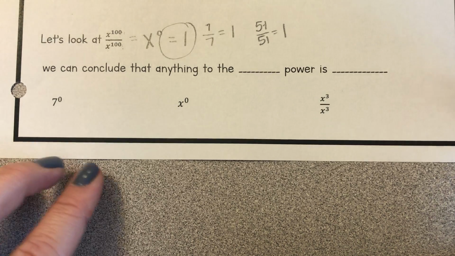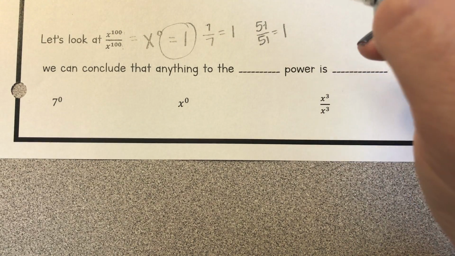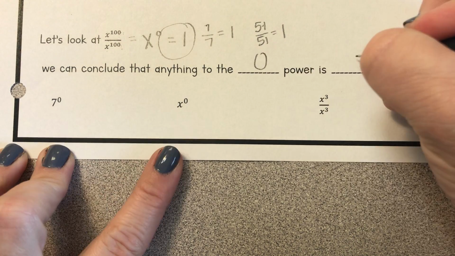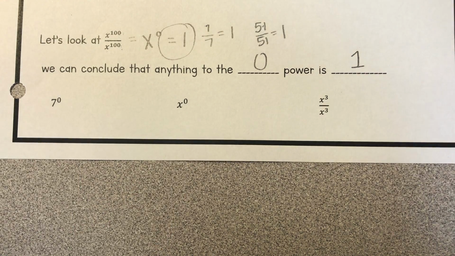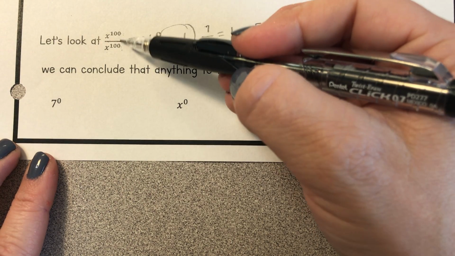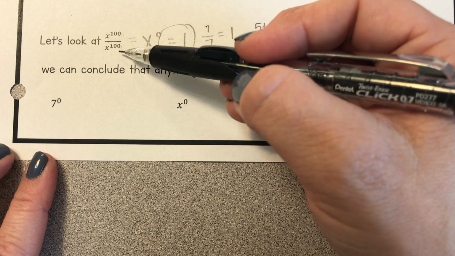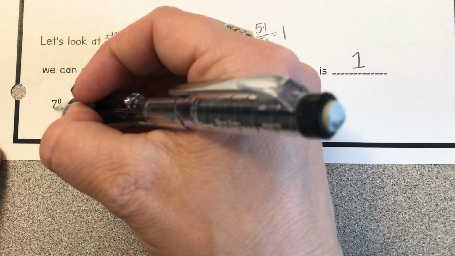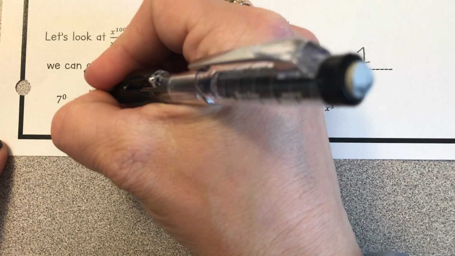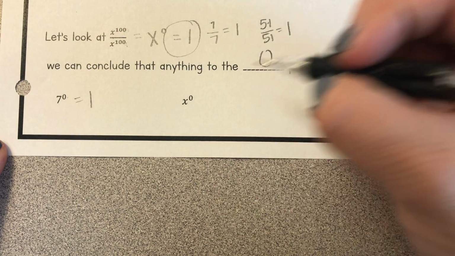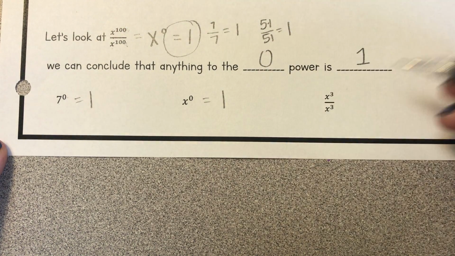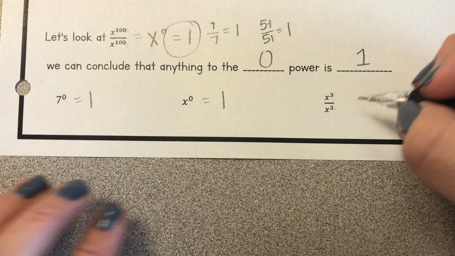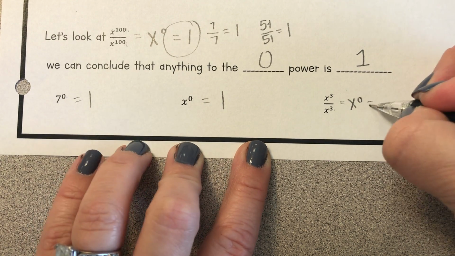So what we can conclude is that anything to the 0 power is going to be the number 1, okay? Because what that's telling you is that the exponents were the exact same, so it's the same value in the numerator and the denominator. So 7 to the 0 power, 1. X to the 0 power, 1. X to the third over x to the third, 1.